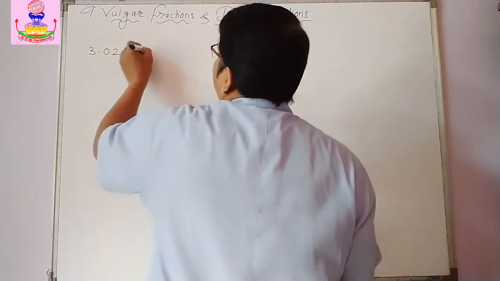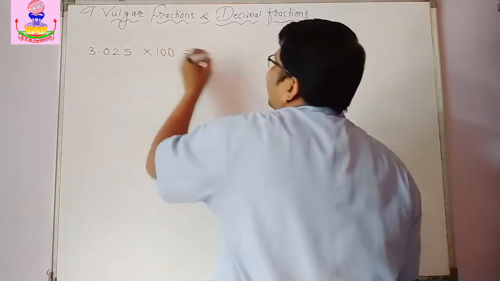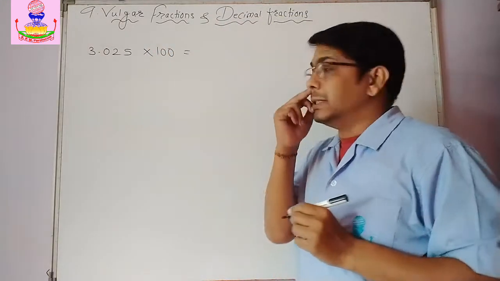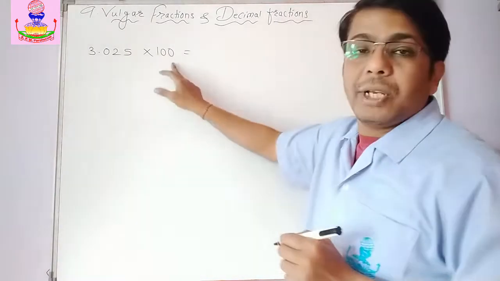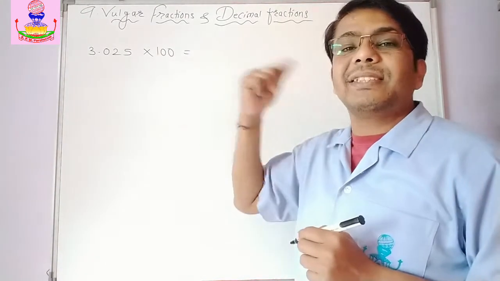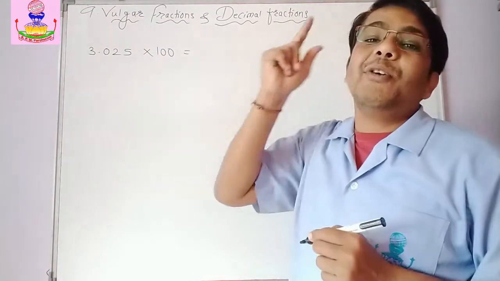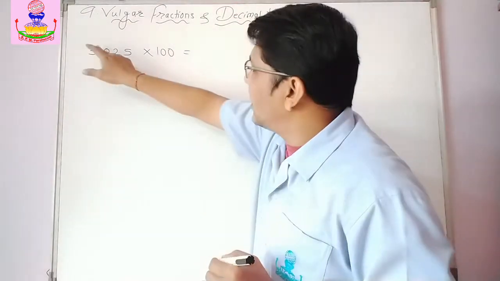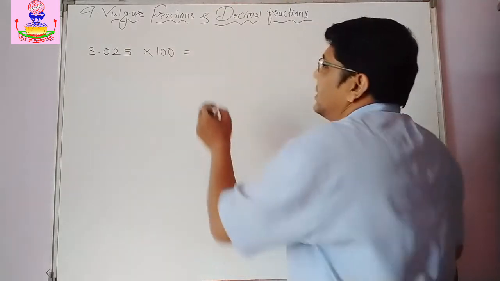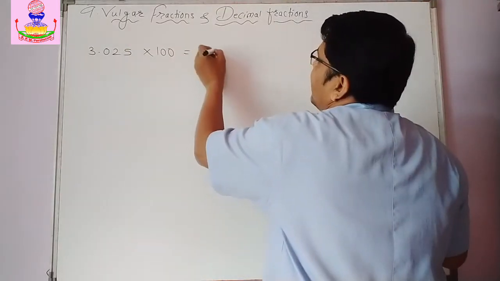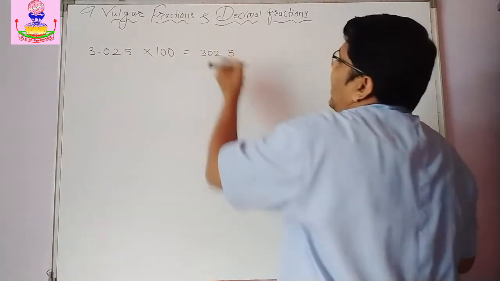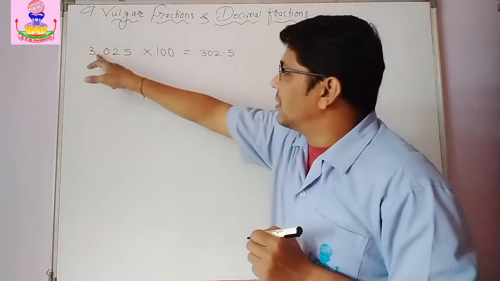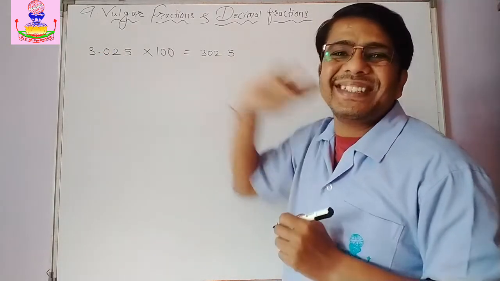For example, I have got 3.025, and I multiply by 100. So how many zeros? 2 zeros. So the decimal point should get shifted towards the right hand side by how many digits? Yes, 2 digits. So 1, 2. The decimal point will come here. So straight away, my answer will be 302.5. The decimal point got shifted by 2 digits towards the right hand side.